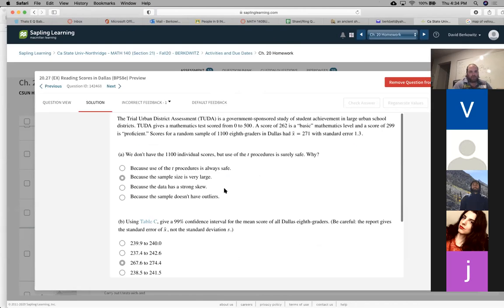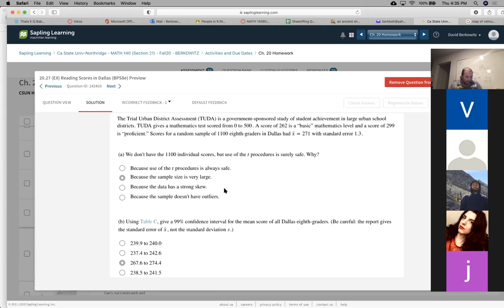It says the Trial Urban District Assessment, TUDA, is a government-sponsored study of student achievement in large urban school districts. TUDA gives a mathematics test score from 0 to 500. A score of 262 is a basic mathematics level, and a score of 299 is proficient. Scores for a random sample of 1,100 eighth graders in Dallas had a mean of 271 with a standard error, not deviation, but error of 1.3. A, we don't have the actual scores, but the use of the T procedure is surely safe.